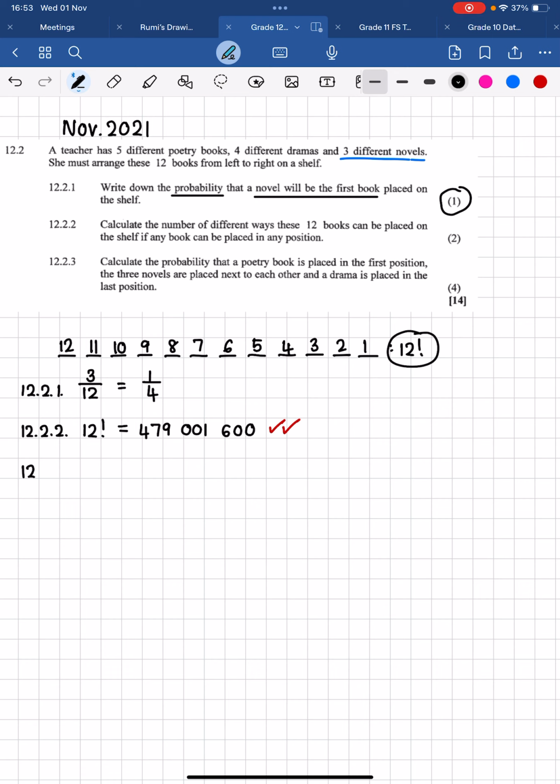Right, 12.2.3. This is now the last question in the paper, so now we're going to have to use our minds, hey?